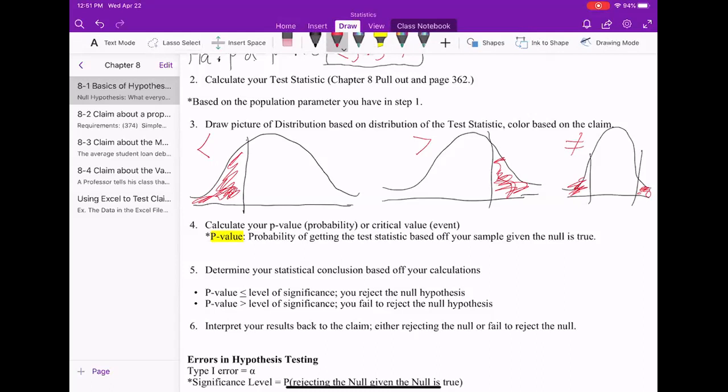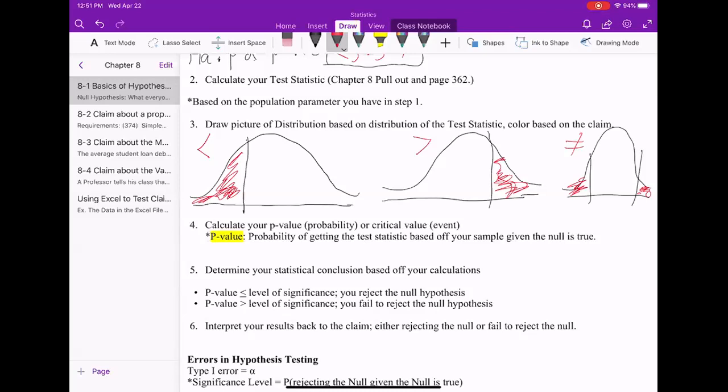P-values are probabilities, and using the tables, the only one that actually has probabilities in it is your z-table. So therefore, the only p-values you can find using the tables is the z. Your t-table and your chi-square table is nothing but critical values. So to find p-values for those type things, we have to use technology. So we'll get into that a little bit.